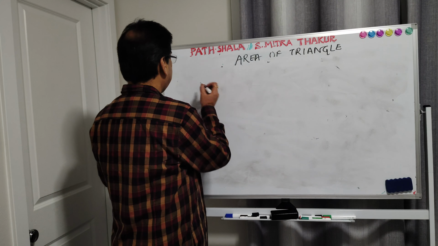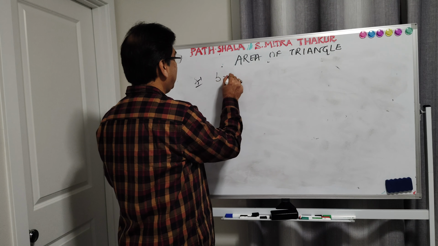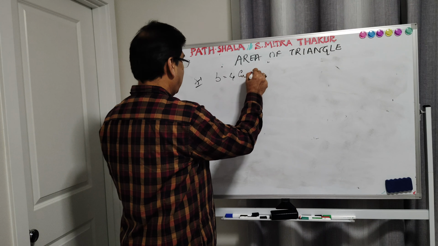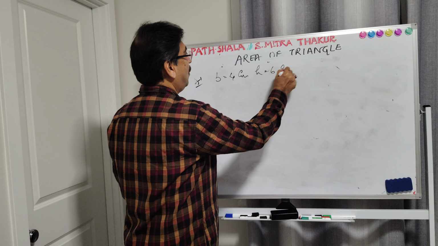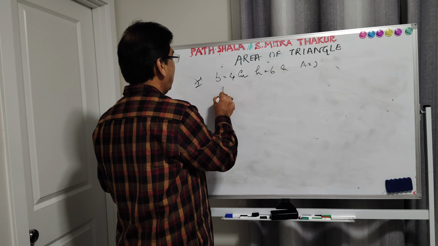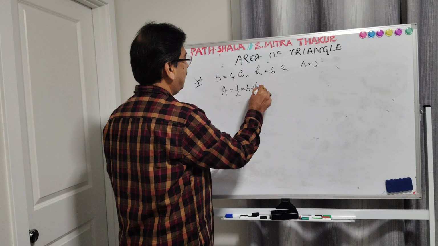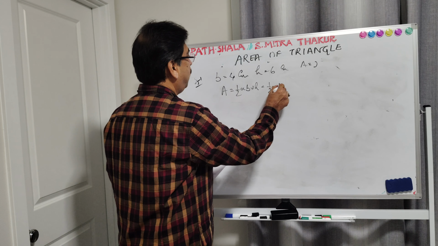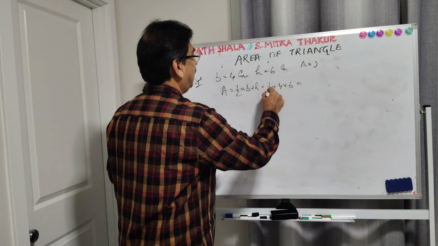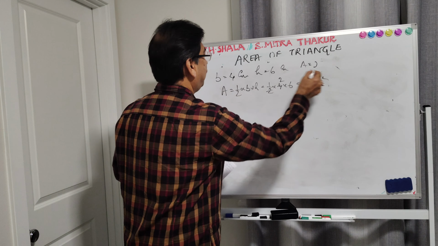Suppose the first question is question 1. The base of a triangle is 4 centimeter and height is 6 centimeter. What will be the area? Calculate this area. So area will be half into base into height, that is half into 4 into 6, that is 12 centimeter square.